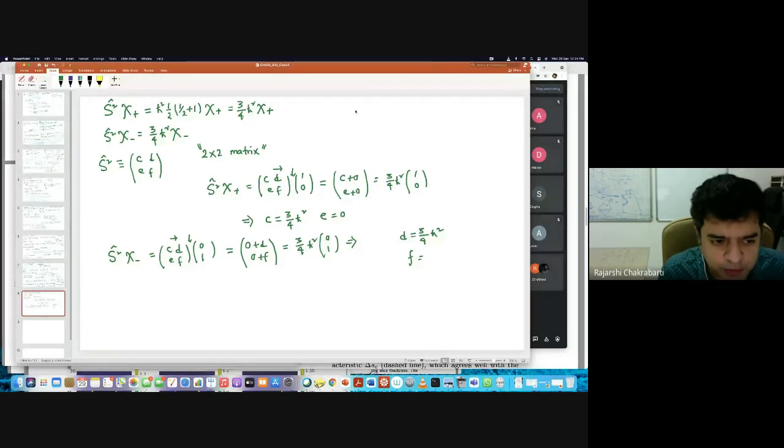But obviously, you know what is going to happen: your D is 0 and F is 3 by 4 h cross square. So this will give you the total matrix.